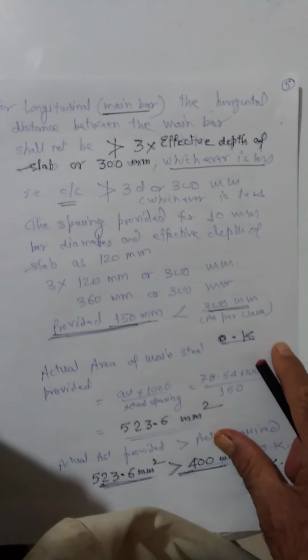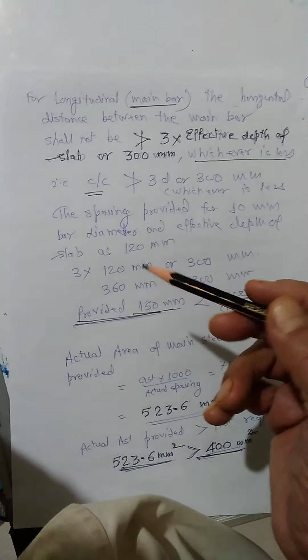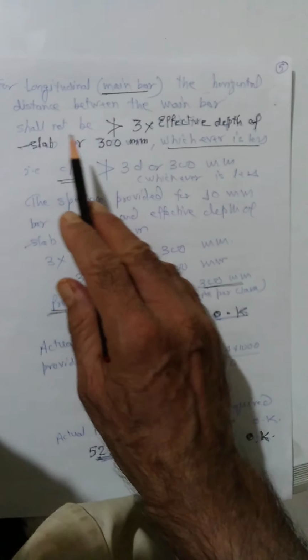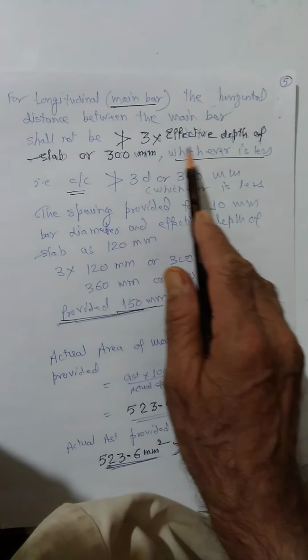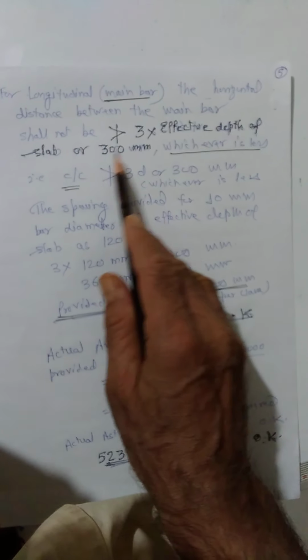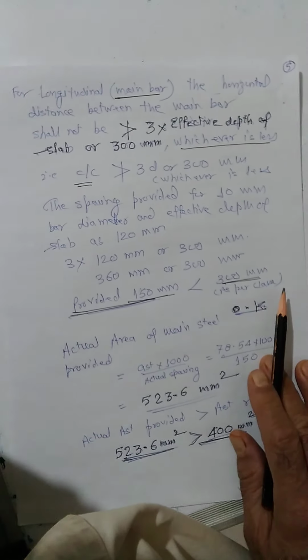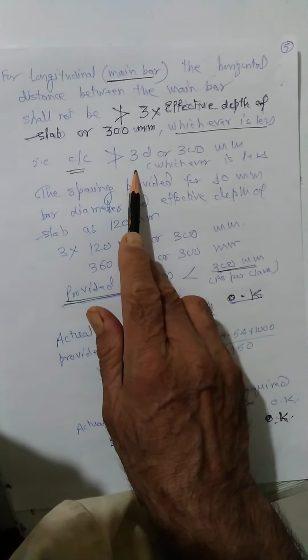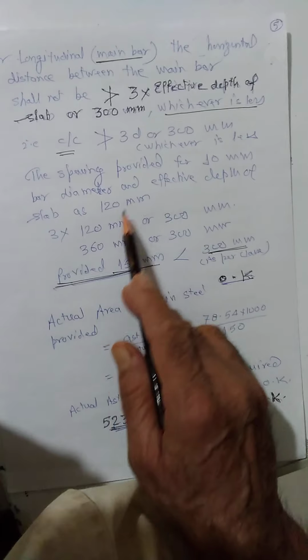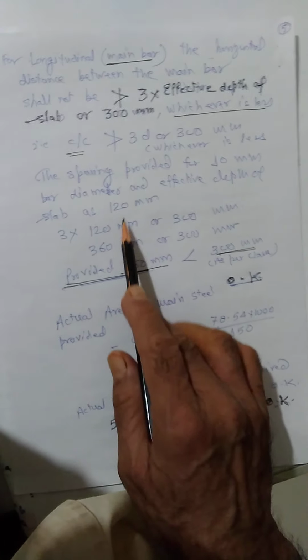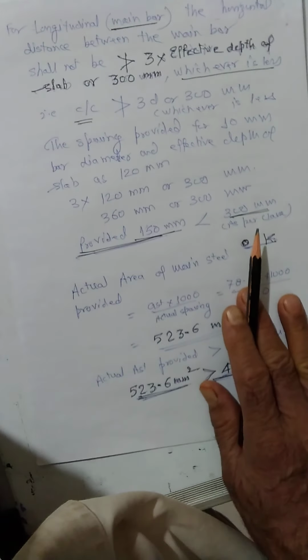Now we'll go for the check of the spacing. We have seen as per the IS code, you must see that the spacing of the main bar should not be greater than 3 times the effective depth of the slab or 300 mm, whichever is less. 3D means 120 into 3, or 300 mm. So our spacing is 150 mm. So we can say our design is already safe.